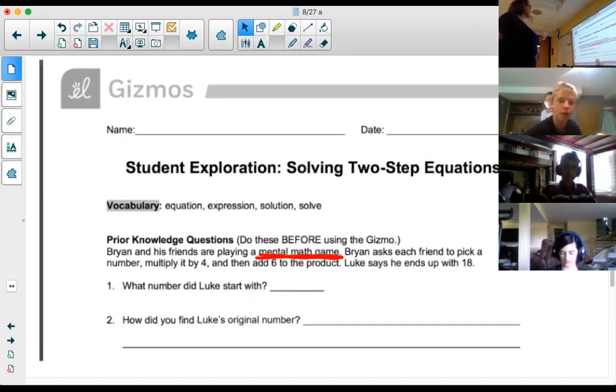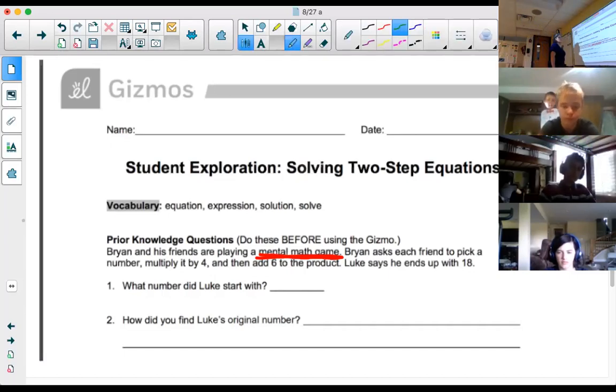Okay, so Brian and his friends are playing a mental math game. Brian asks each of his friends to pick a number, multiply it by 4, and add 6 to the product. Luke says he ends up with 18. What number did Luke start with?